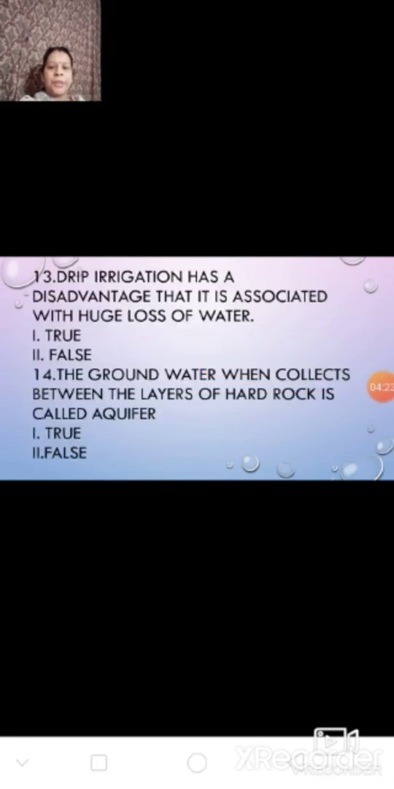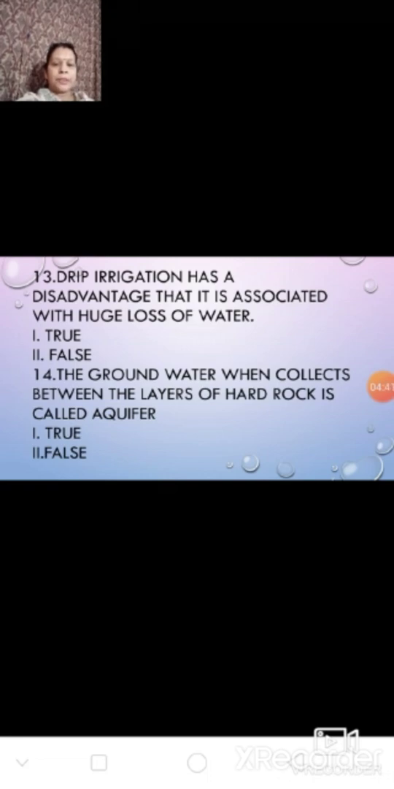Question number 13. Drip irrigation has a disadvantage that is associated with huge loss of water, whether it is true or it is false. Question number 14. The groundwater, when it collects between the layers of the hard rock, is called an aquifer. So here again you have to mention whether it is true or false.